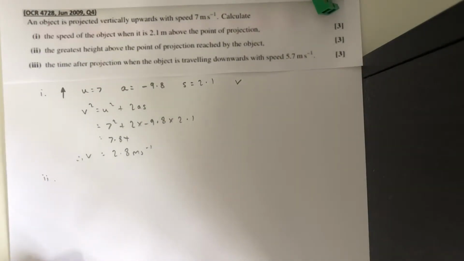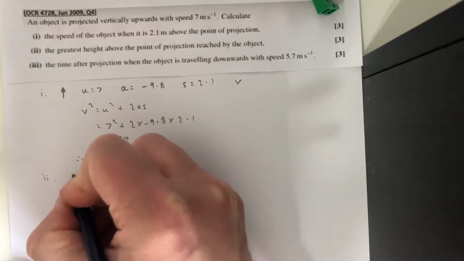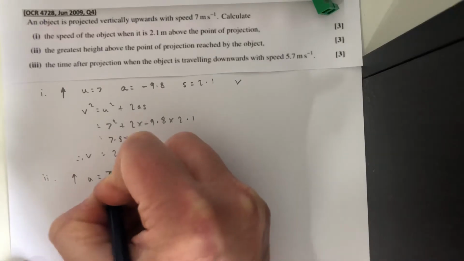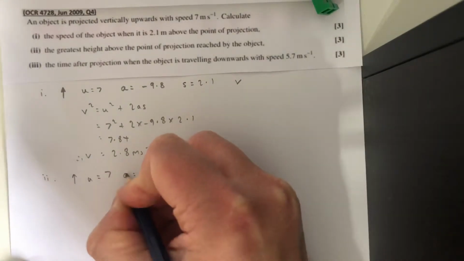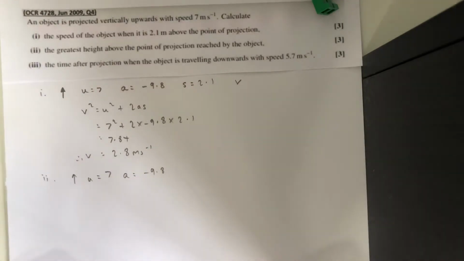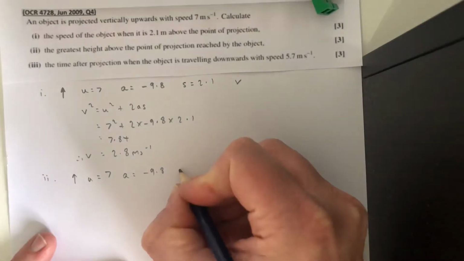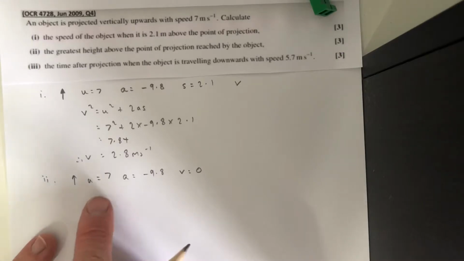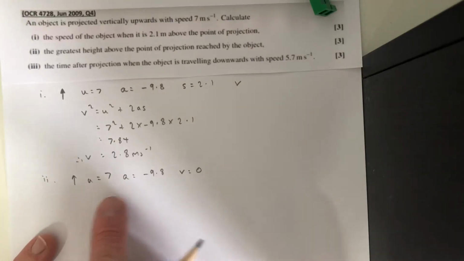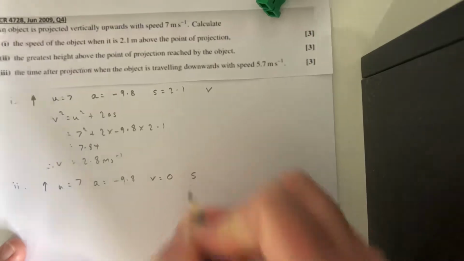If we look at part 2, the greatest height above the point of projection reached by the object. Well, again, thinking about this thing being fired up in the air with a speed of 7 meters per second, we know what the acceleration is, minus 9.8, that's my default. At this point, we're looking for the greatest height, and so when will that happen? Well, that's the point when it actually stops moving in the vertical plane, and so the velocity in the vertical plane, v, is going to be 0. So we're basically saying, how far does it go to get from 7 going upwards to 0? So we need to work out s.